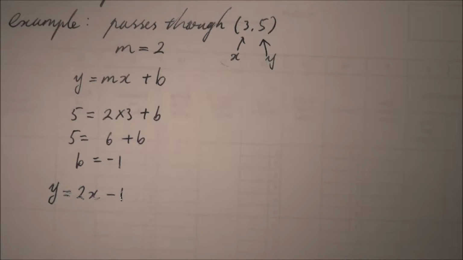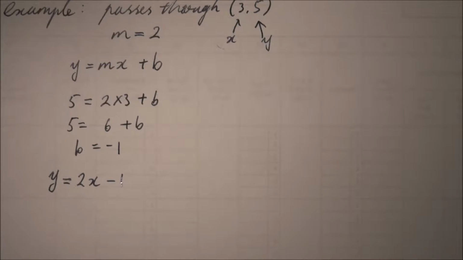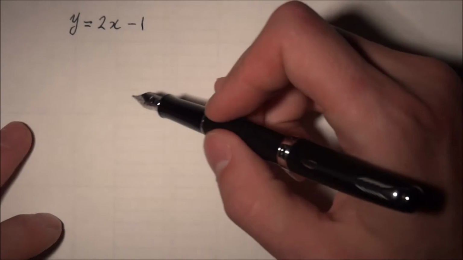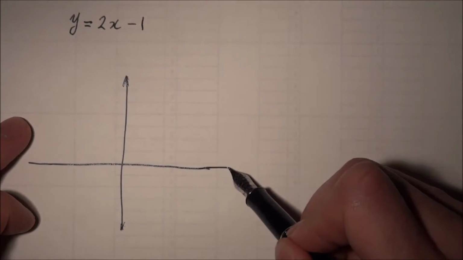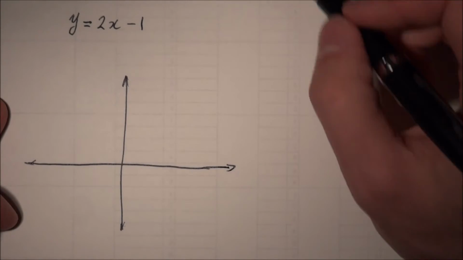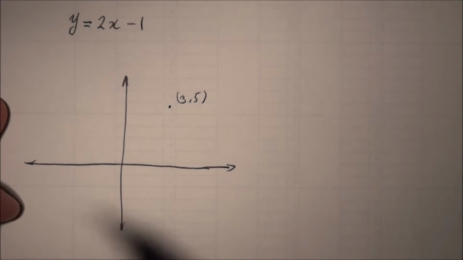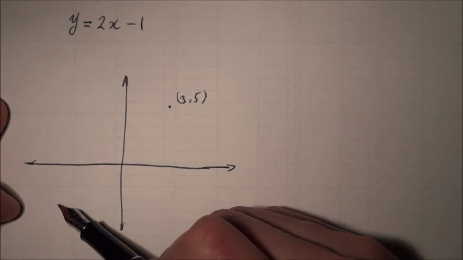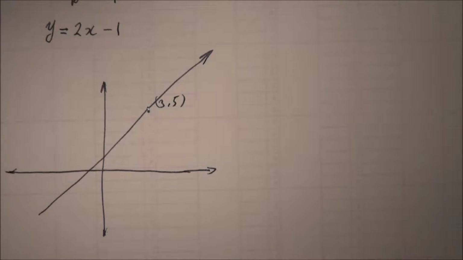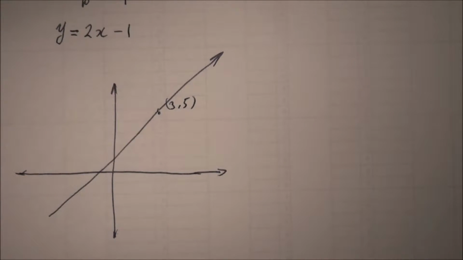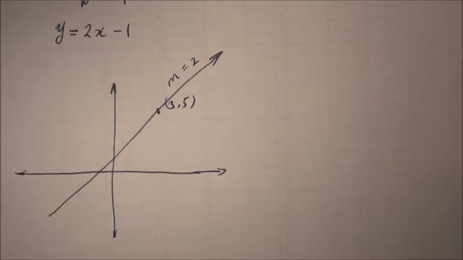Well, there is another approach. If you think about it, if we have a number plane, and this particular line that passes through (3, 5), passes through like this, then we can say that anywhere along this line, the gradient has to equal 2.